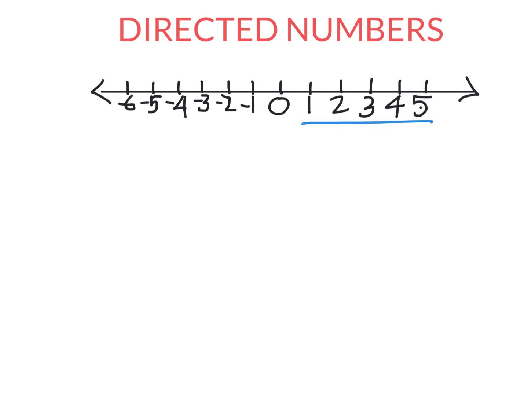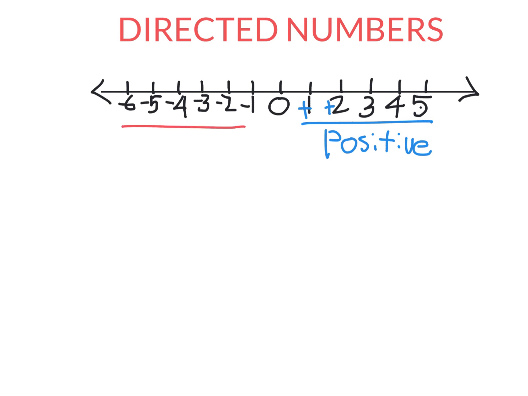To the right of 0 are numbers that are above or greater than 0. We call those positive numbers. We just don't usually write the positive sign. So 1 is the same as positive 1, 2 is the same as positive 2, etc. If you see a number like 4, you can assume it's positive. So 0 is in the middle. It is neither negative nor positive.